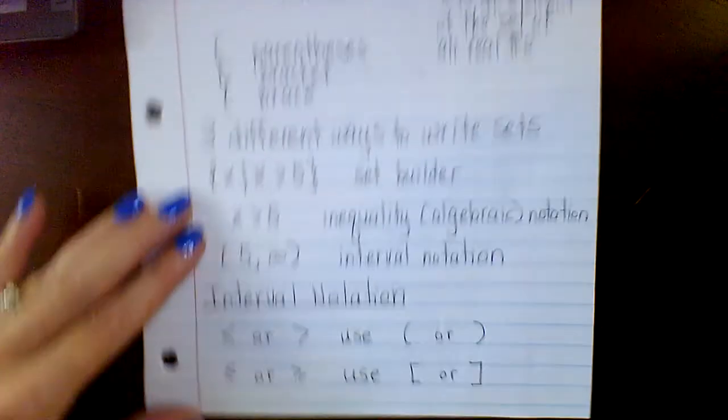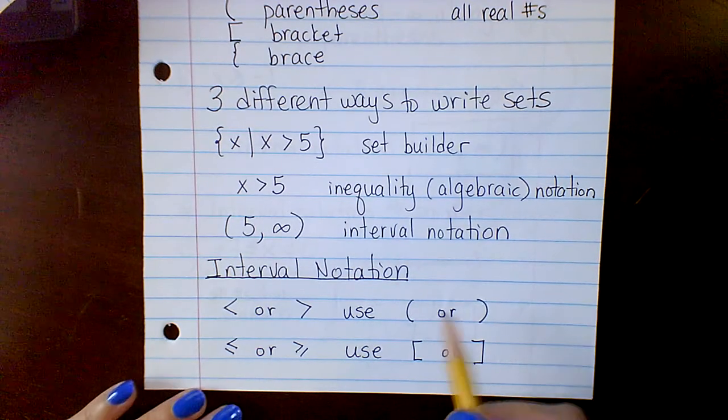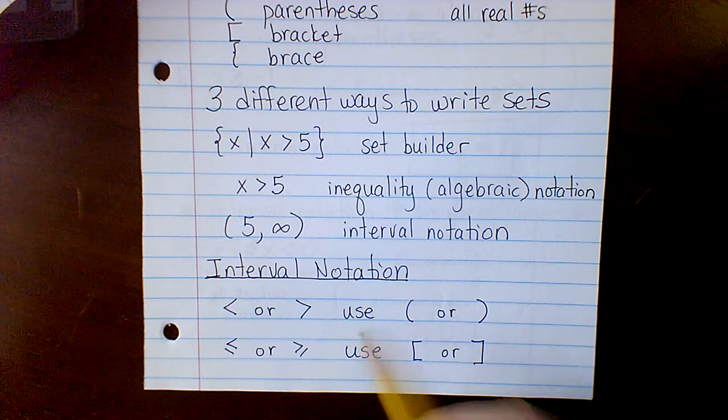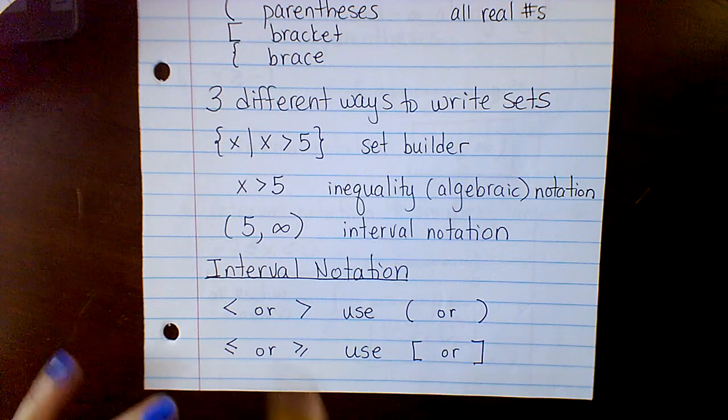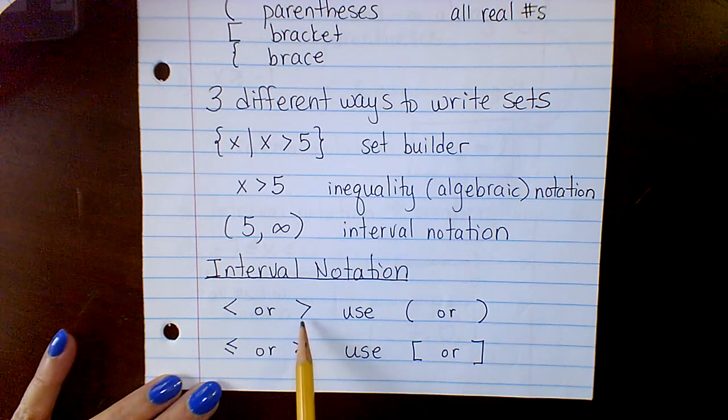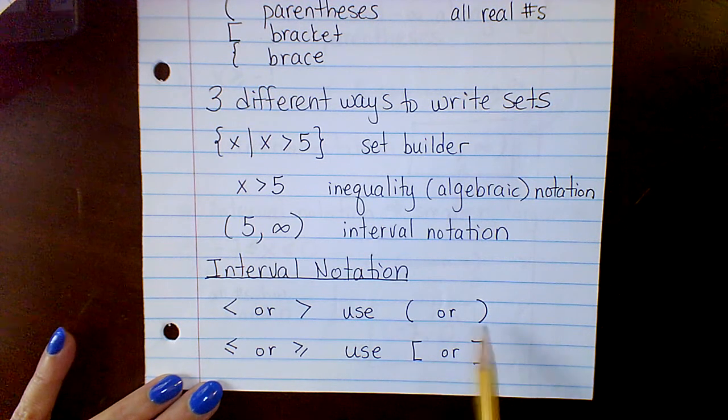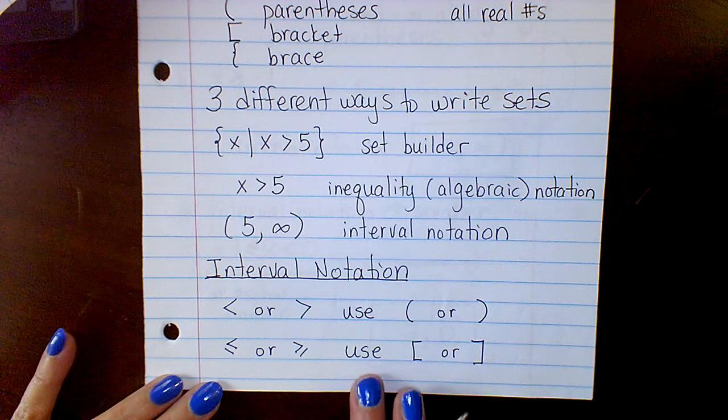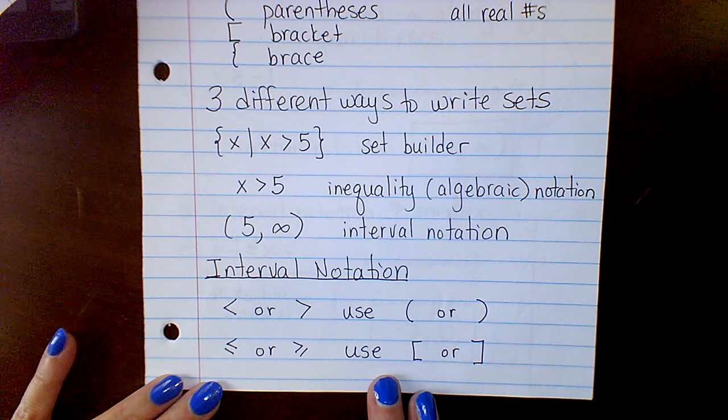Now, for interval notation, I mentioned this earlier. How do you know when to use a parenthesis and when to use a bracket? Well, the strict inequalities, that means strictly less than, strictly greater than, no or equal to. For the strict inequalities, we're going to use parentheses. For the or equal to's, we use brackets. This is going to come up again later.